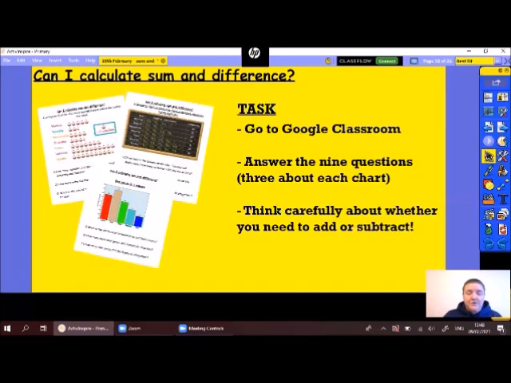Today's challenge is on Google Classroom, like the other day. And this time you have 3 different sheets to have a look at, using the same charts that we were using the other day. This time you've got 3 questions about each one. So there are just 9 questions in total today. And I'd like you to try your best to solve all of them if you can. They are all either sum or difference questions. They might not have those words in them necessarily, but that's what you need to do. You'll need to add or subtract to work out each one.